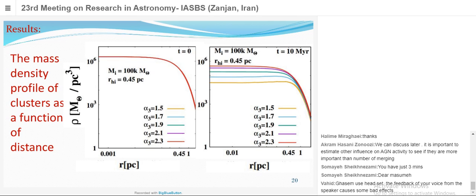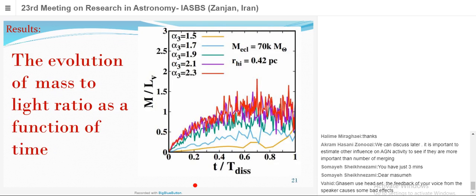The mass density profile for all models is the same at the burst time, and after just 10 megayears, you can see the mass density profile for canonical models is higher than for the top-heavy models. The mass-to-light ratio in the visual band is higher for canonical models than top-heavy models.